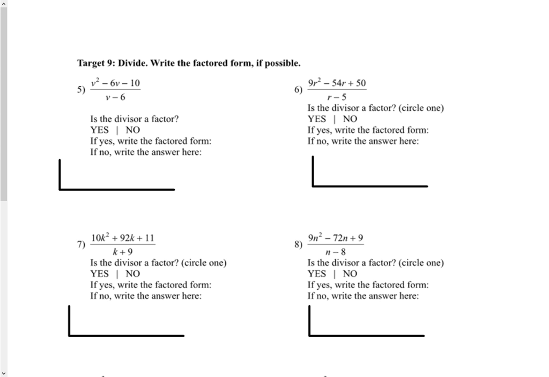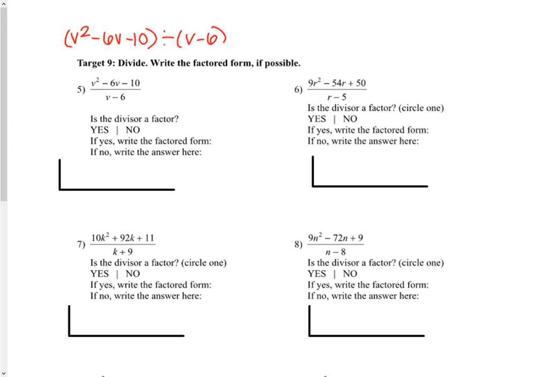On the back side here, we have target 9, so we are dividing rather than substituting. Remember, that means we're going to follow the same process, just my answer is going to be a little bit different. So in this first one, I have v squared minus 6v minus 10 divided by v minus 6. Remember, we could write that the same way that it was on the notes. It doesn't matter what way it's written. Just whatever's on the bottom is what we are dividing by.